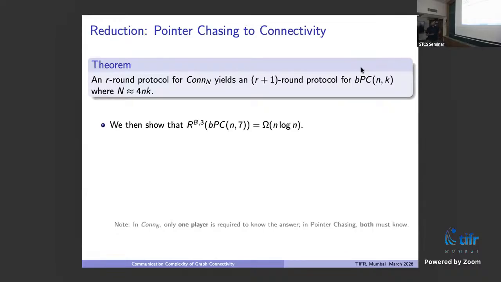So once we have the reduction, how do we prove our lower bound? We show that the randomized complexity of computing the least significant bit of the V7 pointer, when Bob starts first and you allow 3 rounds of communication, is omega n log n. Why is it 7 here instead of, say, 3 or 4 that I discussed before? Well, we'll see why 7 is needed.